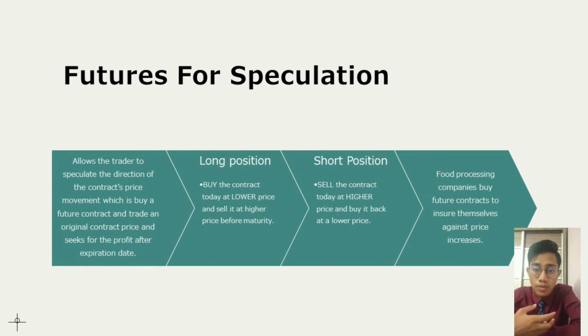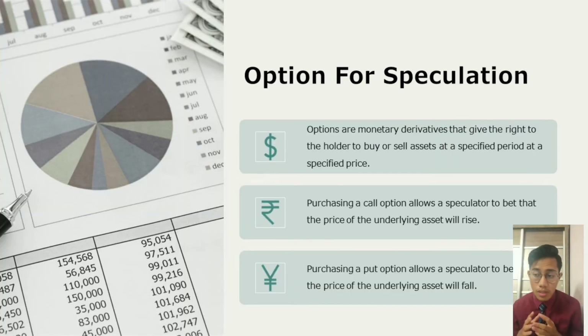For a short position, traders will sell the contract today at a higher price and buy it back at a lower price. For example, food processing companies buy futures contracts to insure themselves against price increases. Now we move to options for speculation.